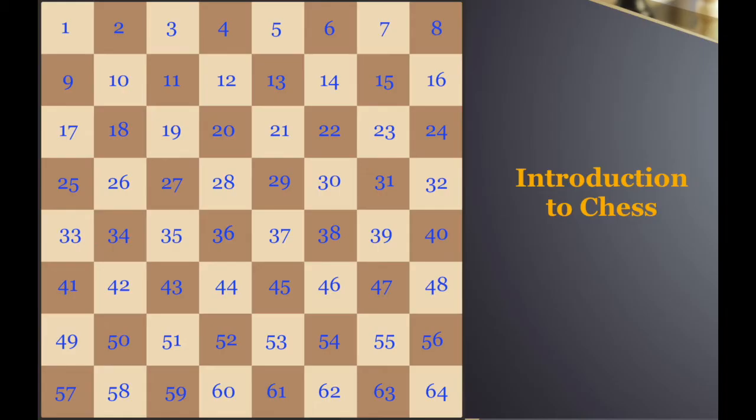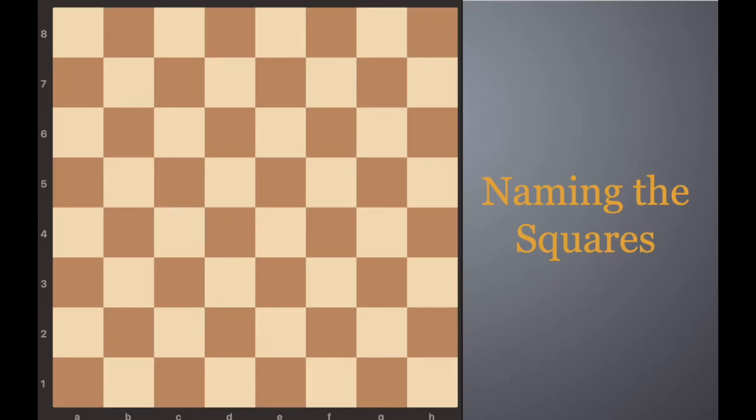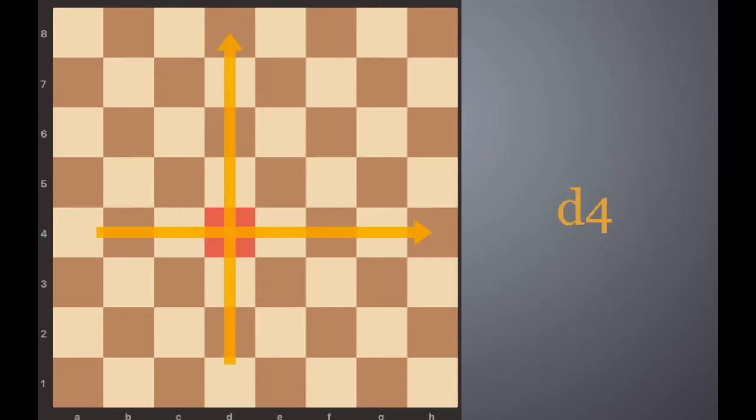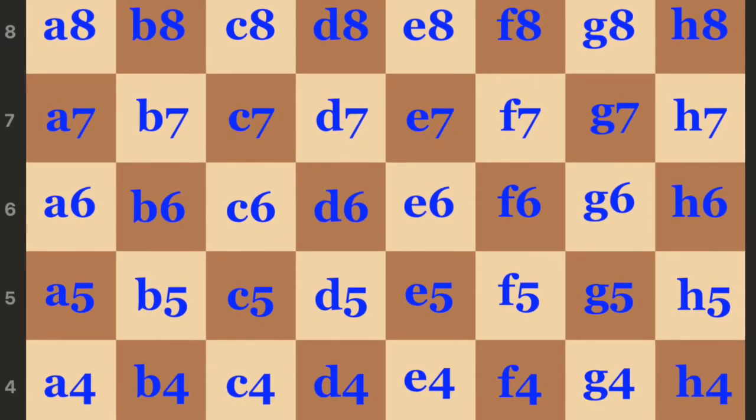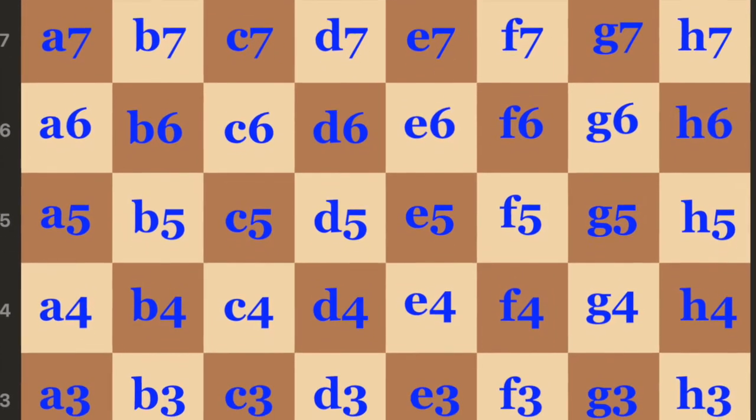We have a total of 64 squares in the chessboard. Each of the 64 squares is identified by the combination of file and rank. As you see here, the square highlighted in red belongs to D file and 4th rank. So the square name is D4. Similarly, we can name all the 64 squares in the chessboard.